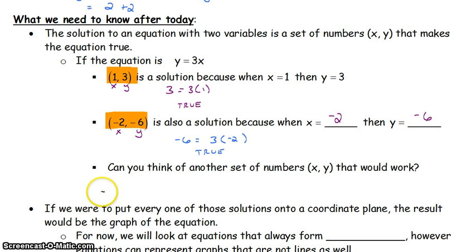Can you think of any other sets of numbers, x comma y, that would also work? Go ahead and press pause, see if you can come up with a list of 2 or 3 of them, please.